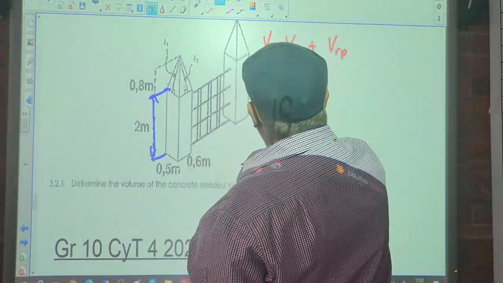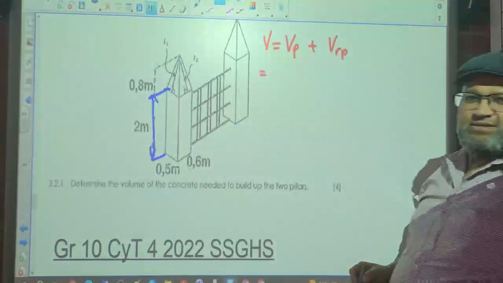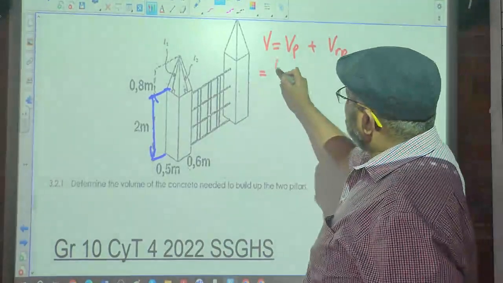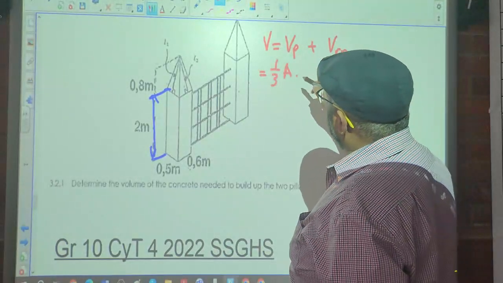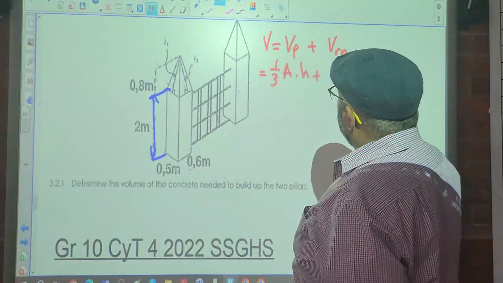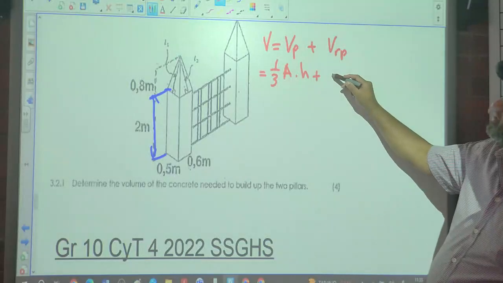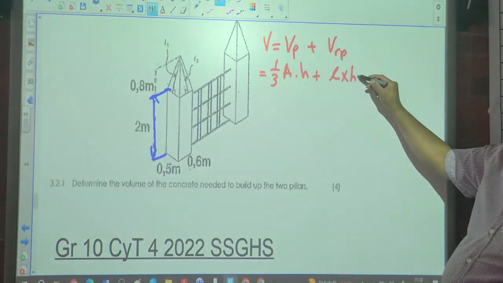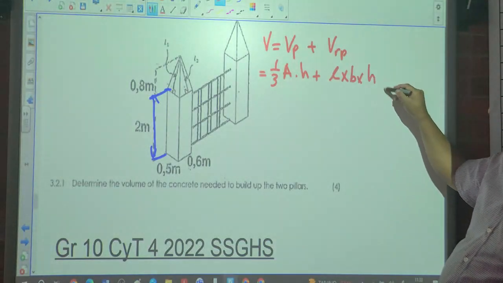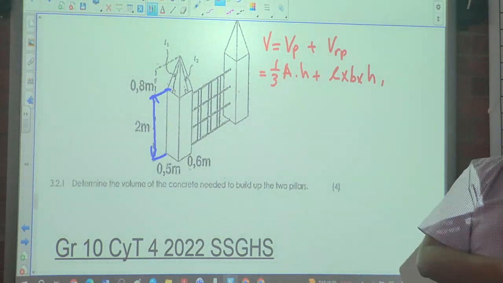Rectangular prism. How do you calculate the volume of a pyramid? It's going to be a third area of base times height, plus the volume of the prism, sorry, area of base, which is L times B times height. This is the height one. This must be a different height, of course.